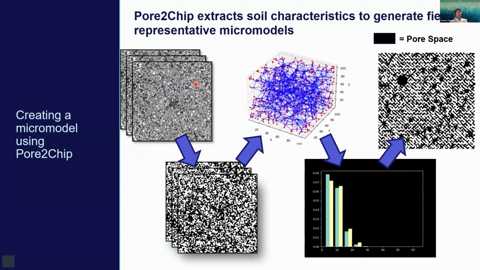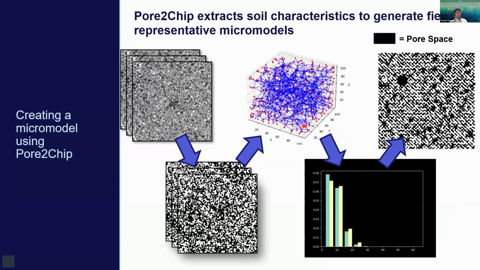your 3D XCT data, and then we would threshold it or segment it into the pore space and the solid space using our built-in algorithms in PortaChip. And then we would extract the three-dimensional network representation from this binarized image stack. Then we would extract the necessary information that we would need to make a micromodel, such as our pore size distribution. And then finally, we use our algorithm to reconstruct a two-dimensional version of that 3D model that you extracted.